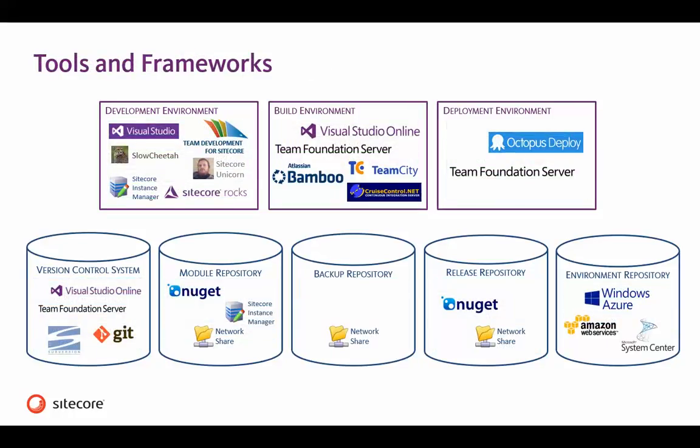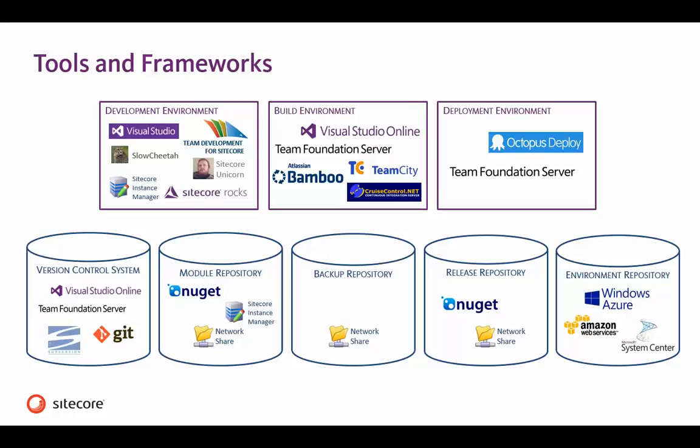So if you look at how we can apply different tools in the development environment, we'll typically have Visual Studio. It's a given. We can have things like Slowcheater to handle configuration files. We'll have Sitecore Instance Manager to help set up the local developer machines. We'll have Sitecore Rocks to do some development stuff as well. Then we'll have team development for Sitecore, Unicorn, some of these tools that help us serialize items into version control.